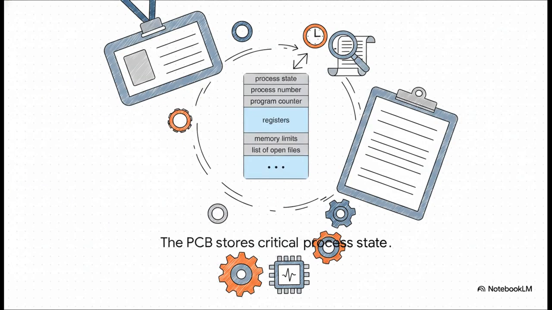But wait, here's the million-dollar question. How does the OS remember exactly where a process left off when it gets interrupted? It uses something called the Process Control Block, or PCB for short. You can think of the PCB as a super detailed ID badge mixed with a clipboard for each process. It holds the process's current state, its unique ID number, and, this is absolutely crucial, the program counter. That counter marks the exact location of the very next instruction it needs to execute. The PCB also keeps a snapshot of all the CPU registers and memory limits. Without this clipboard, the OS would literally lose its place the split second it looked away from a task.